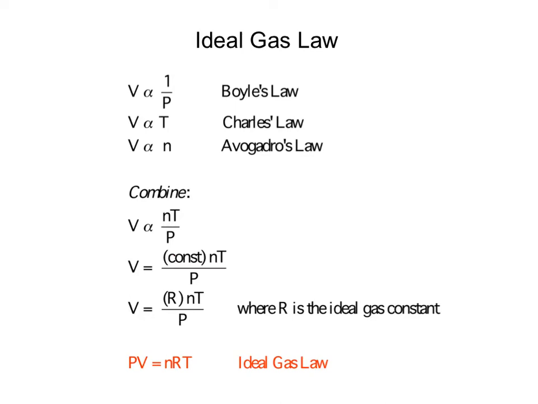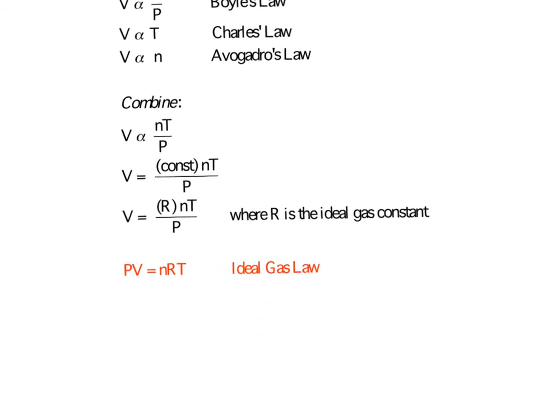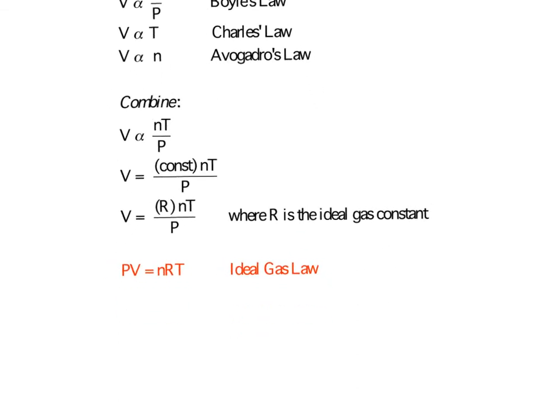So you can change the proportional sign to an equal sign times a constant, and you're going to call the constant R. So proportional becomes equal to a constant, which we're going to call R here. Then you can rearrange it and you get PV equals nRT. So this is the ideal gas law, one of the most important of all the gas laws that you've seen so far.